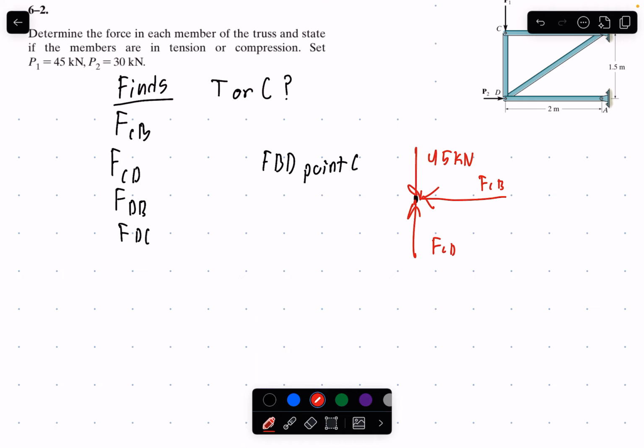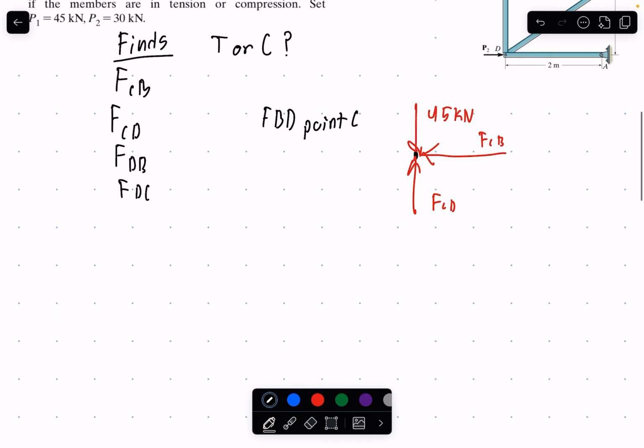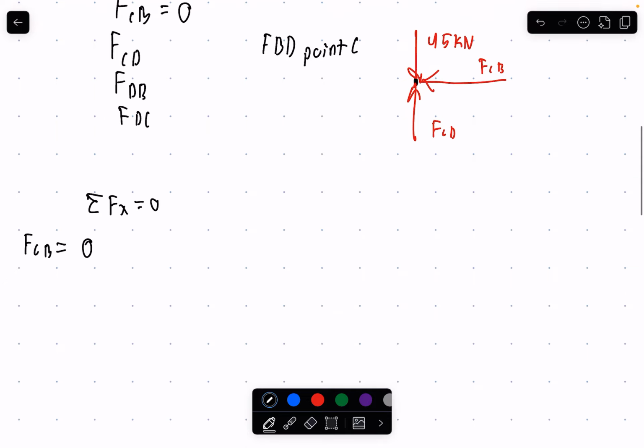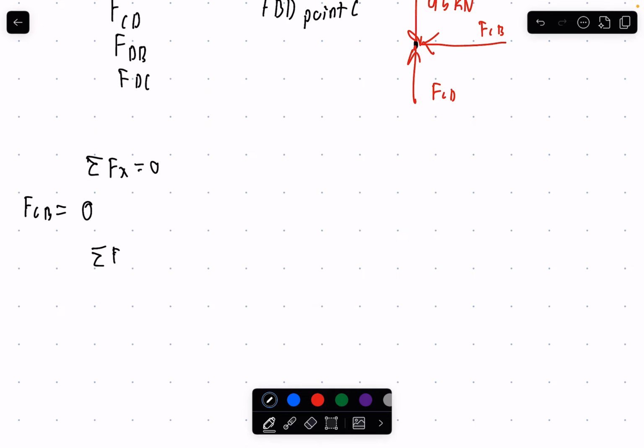So we can start with a sum of the forces equation. Sum of the forces in the X set equal to 0 because this truss system is at rest. So we have one force acting in this direction, force at CB, and it will unfortunately be equal to 0 because there's no other forces to balance out a potential force right here. So that'll be our first find variable, force in CB, and 0 force cannot be in tension or compression.